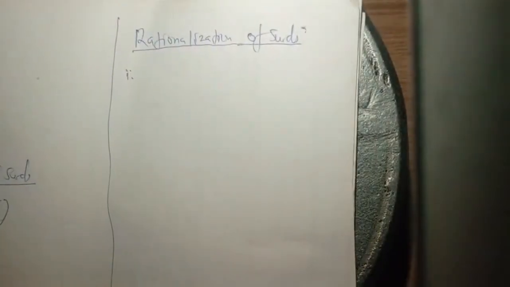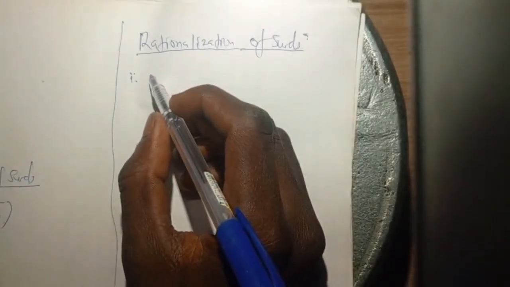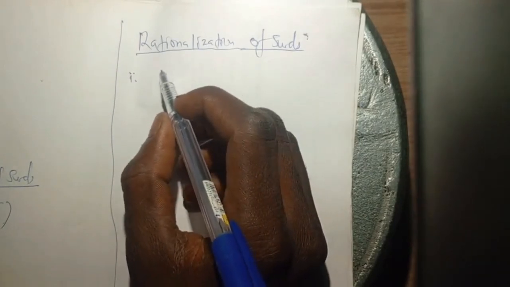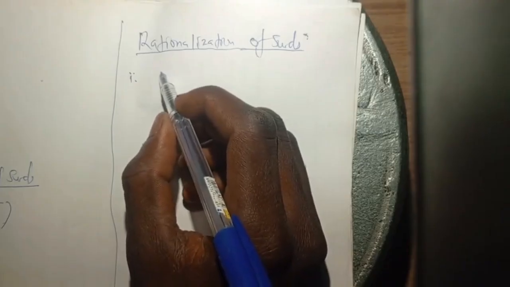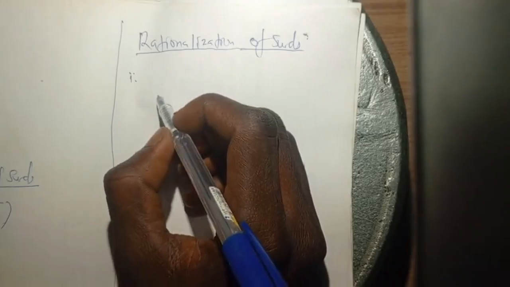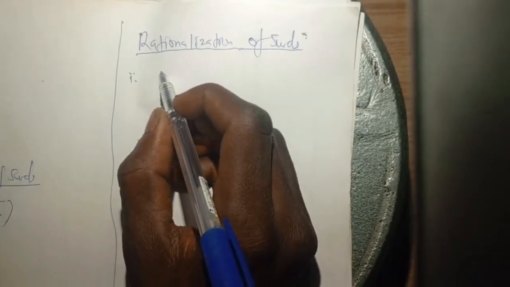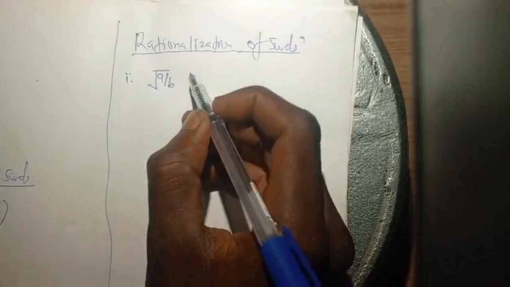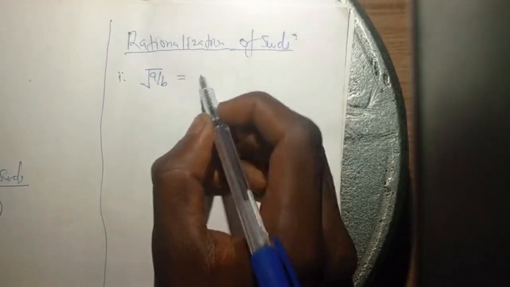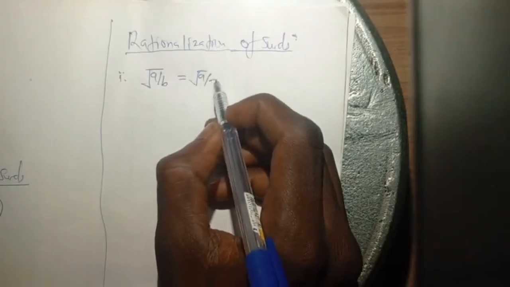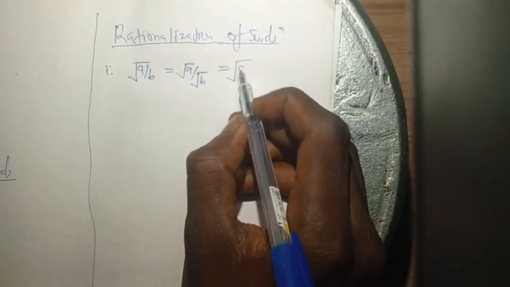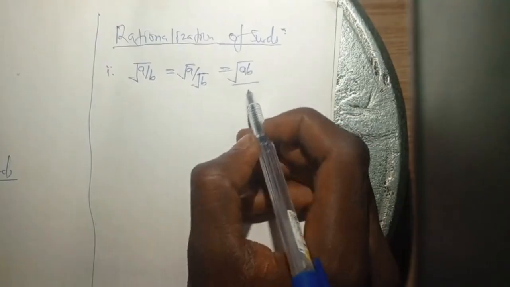Now, rationalization of sorts. So rationalization simply means the process or the act of removing the roots of a given sort in the denominator. For example, this rule 4: root of a over b is equal to root of a all over root of b, which is the same as root ab over b.